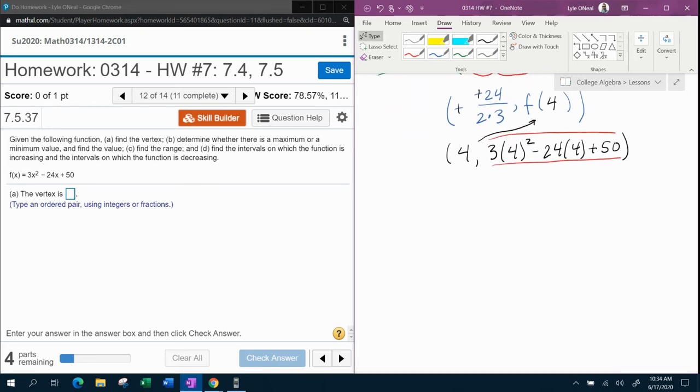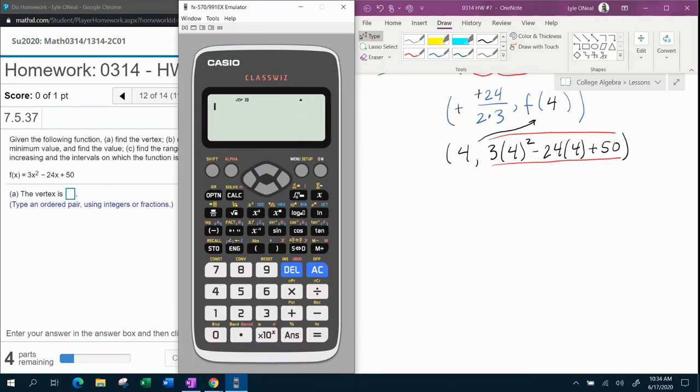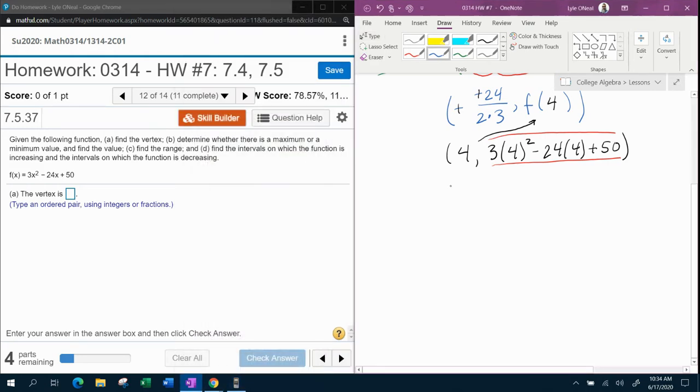So now pulling up the calculator, we're going to have 3 times 4 squared minus 24 times 4 plus 50. And the y coordinate of the vertex is 2. All right, so our vertex is (4, 2).